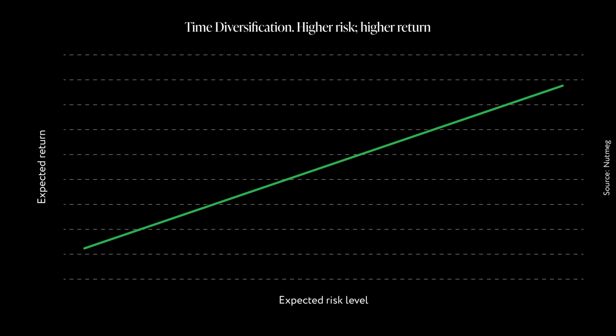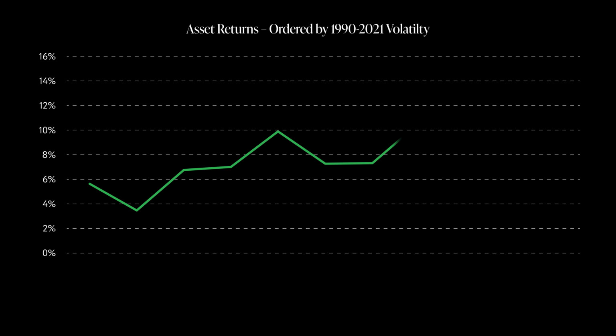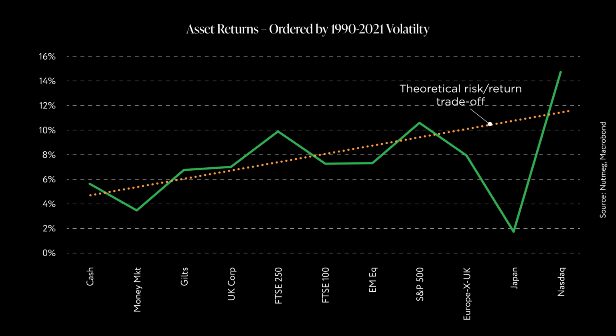However, the theory doesn't always reflect reality. The next chart shows a variety of assets organized from low to high volatility using data from 1990. You can see that time diversification has not dominated asset markets over this period because, for example, the lower risk UK gilts or UK government bonds have had a higher return than the riskier Japanese equity market. So what is going on here? Why is time diversification not working?